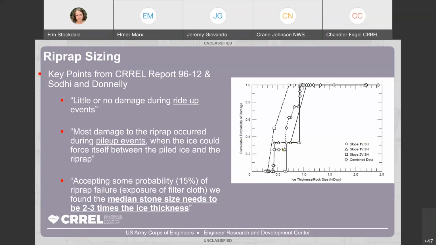This plot out of the 96-12 report, I just bring your attention, it's slightly different. They use the ratio of ice thickness to your D100. We generally don't follow this one. We generally follow the D50 criteria, but just so you know that there is a slight difference between how that's laid out there.